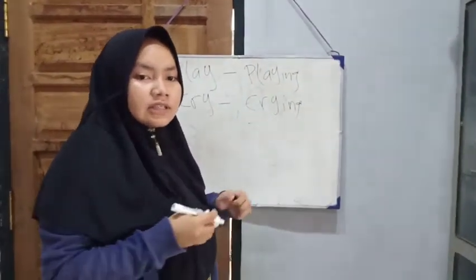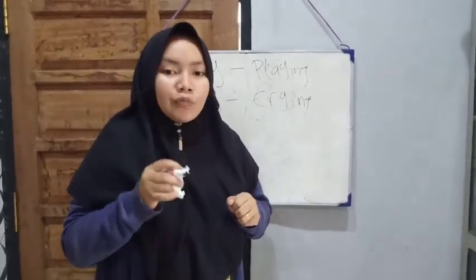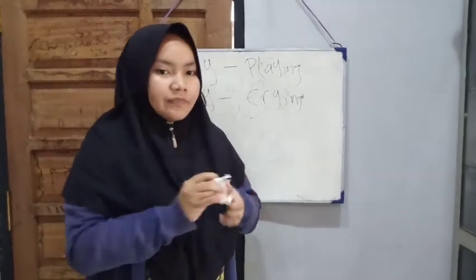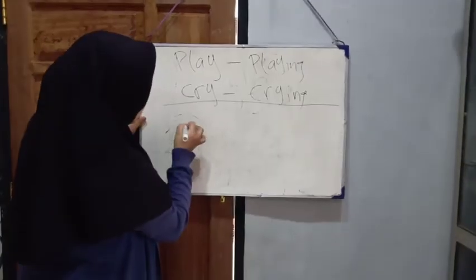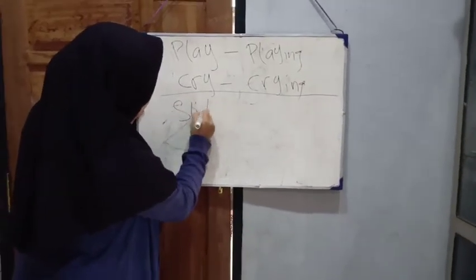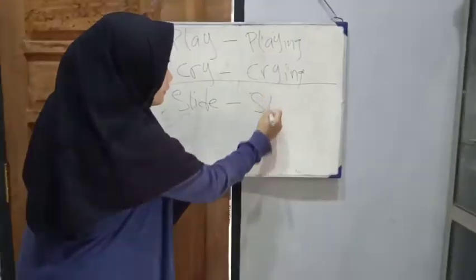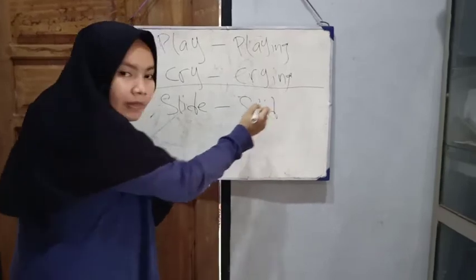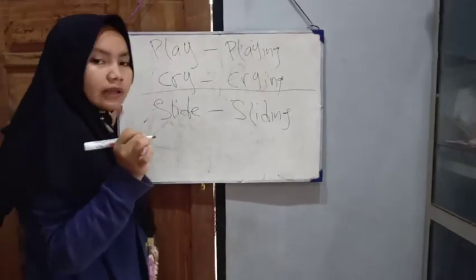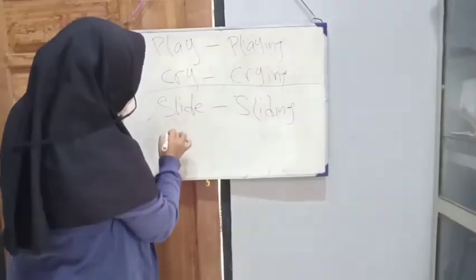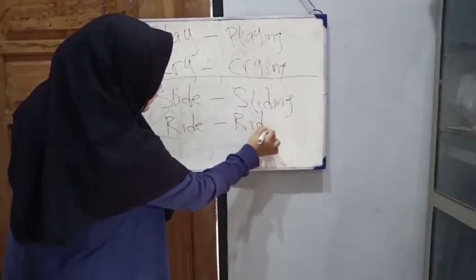And the next is for verbs that end in e: remove the e and add -ing. For example, slide to sliding, and write to writing.